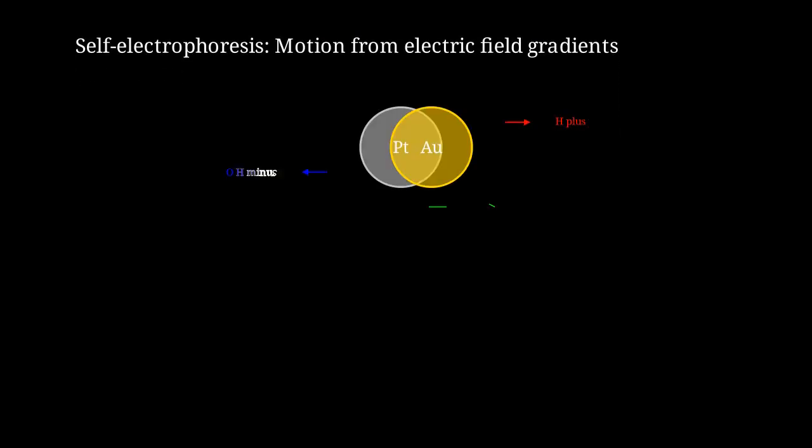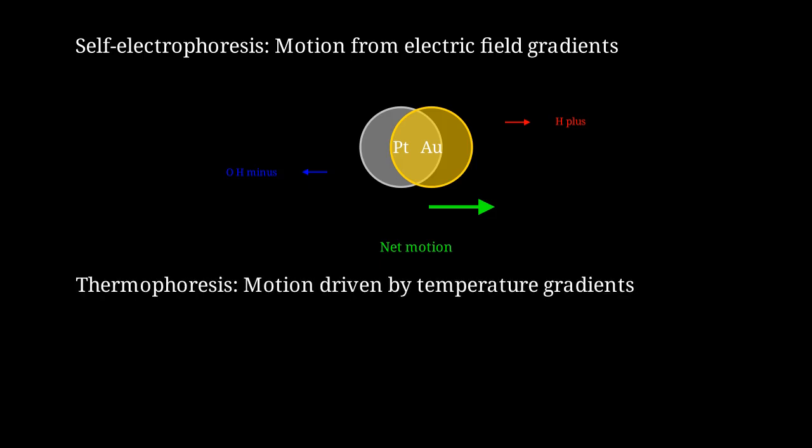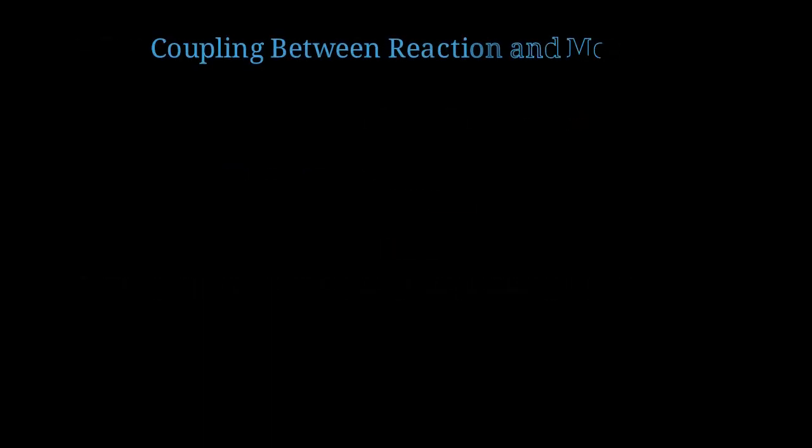This Janus particle has platinum on one side and gold on the other. In hydrogen peroxide solution, the platinum catalyzes decomposition, creating an asymmetric ion distribution. The resulting electric field propels the particle in a specific direction. Thermophoresis is motion induced by temperature gradients. Exothermic catalytic reactions can create local heating around the particle, establishing temperature gradients that drive motion through thermal forces on the solvent molecules. Let's examine more deeply how reaction kinetics couple to the motion.